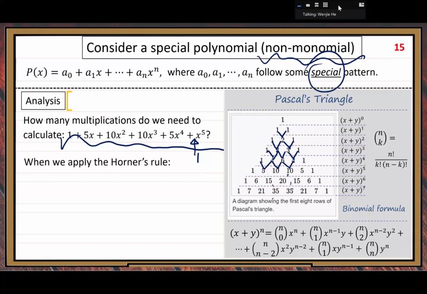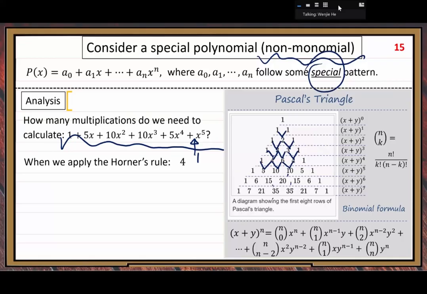Our last multiplication is leading coefficient times x. Now you don't need that, right? So the answer is 4, not 5, because you do not need to do the last multiplication. Okay? So the best you can do is by Horner's rule, 4 multiplications.